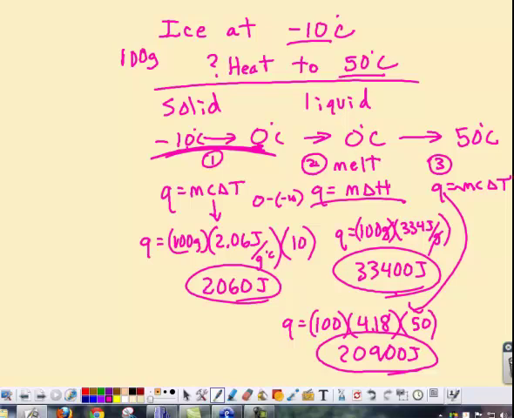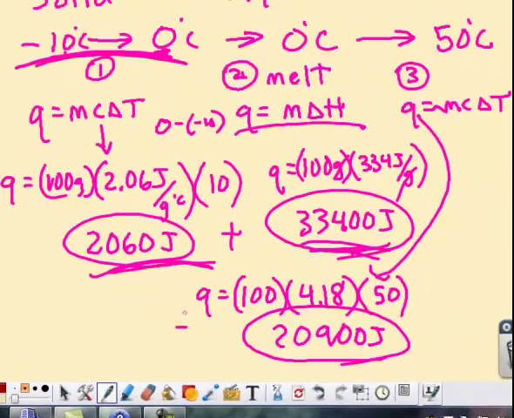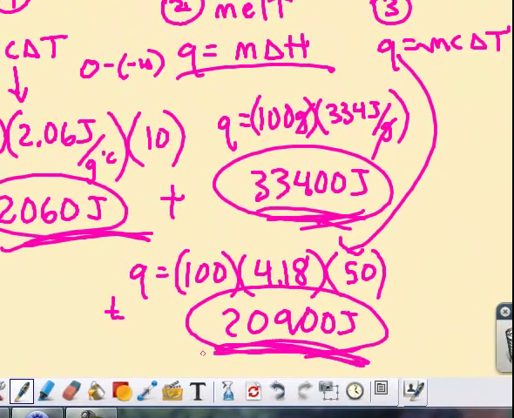So now, to answer the question, how much heat is needed to raise ice at negative 10 to 50 degrees? It would be that plus that. So this one plus this one plus that one. So all you have to do is add the three values together, make sure they're all in the same units, and then, like I said, I would probably change that to kilojoules. All right, so that's heat calculations.